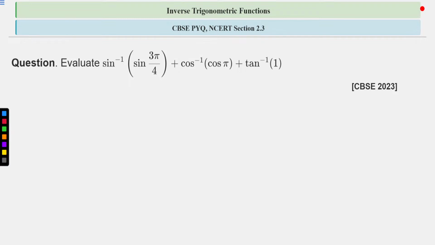See, for the first expression, sin inverse sin 3 pi by 4, we know that sin inverse sin theta is equal to theta when theta lies between minus pi by 2 to pi by 2. But here, does 3 pi by 4 lie between minus pi by 2 to pi by 2? No. So you have to convert sin 3 pi by 4 in such a way that the angle comes out in the interval of minus pi by 2 to pi by 2.